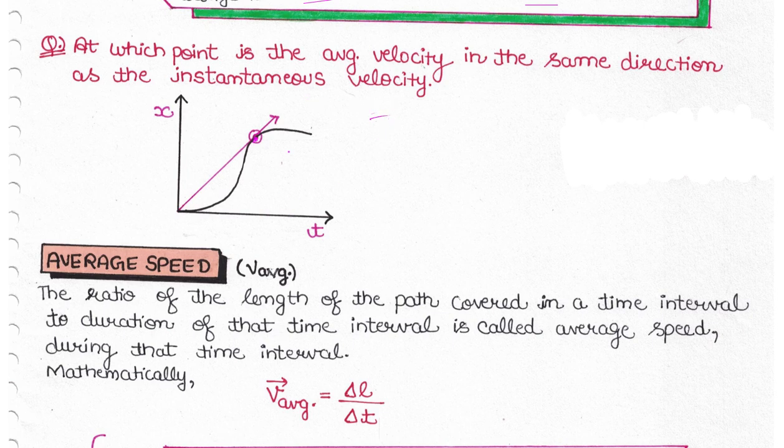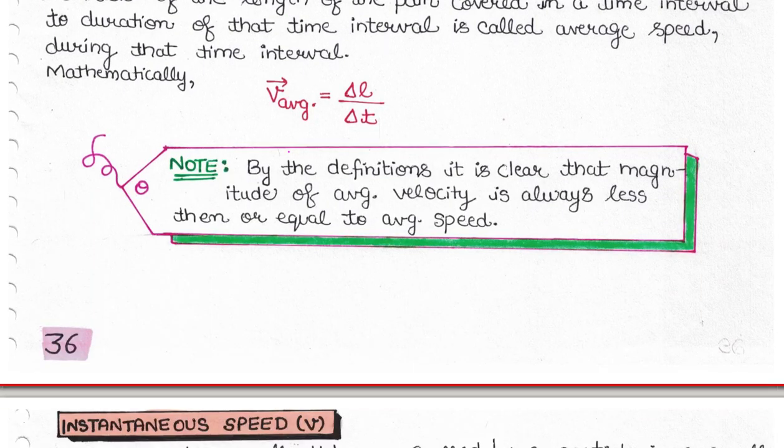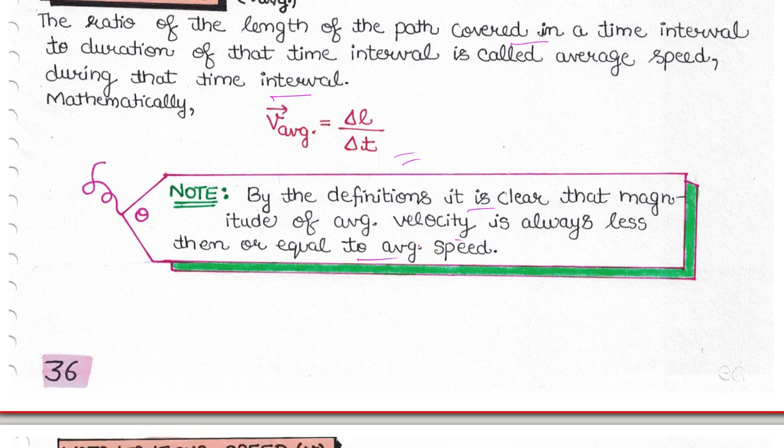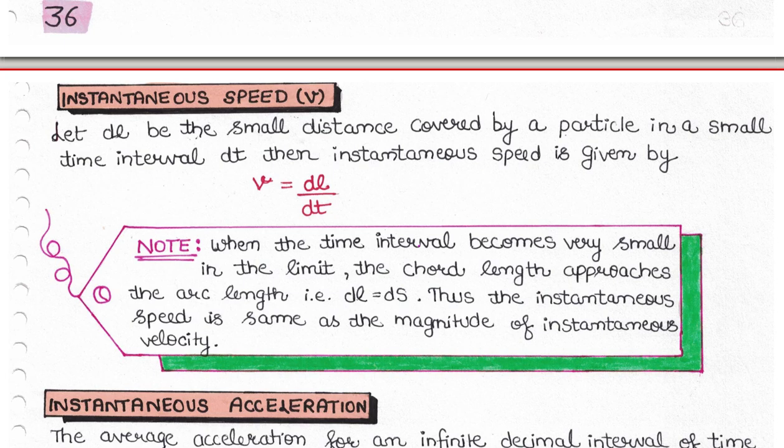Now what is average speed? The ratio of the length of the path covered in a time interval to the duration of that time interval is called average speed during that time interval. Mathematically, v average = ΔL/Δt. Note, by the definitions, it is clear that the magnitude of average velocity is always less than or equal to the average speed.